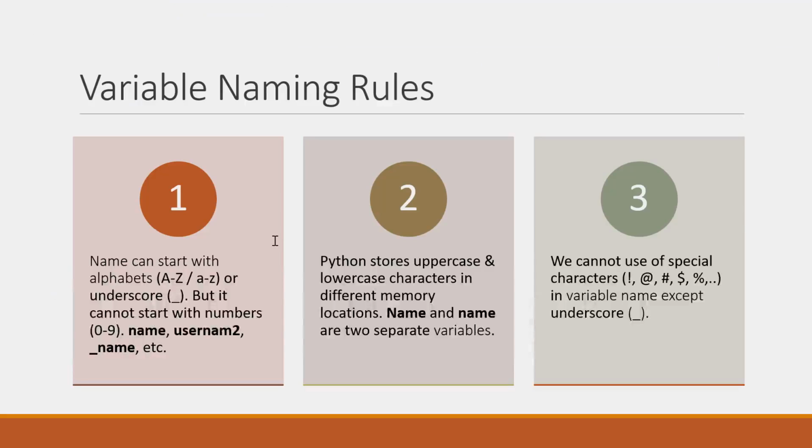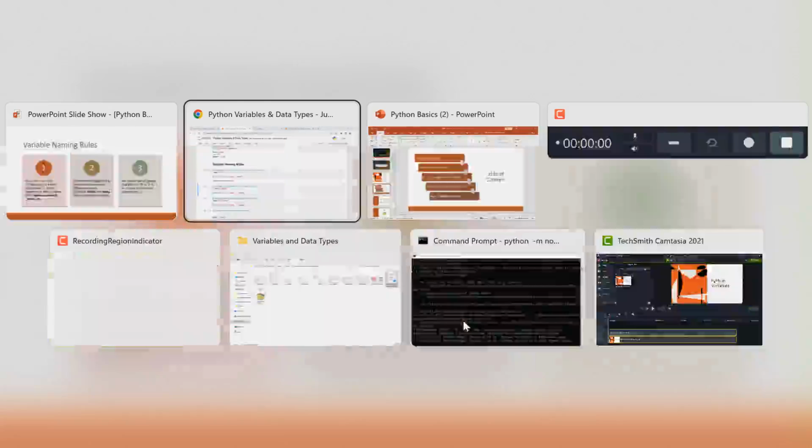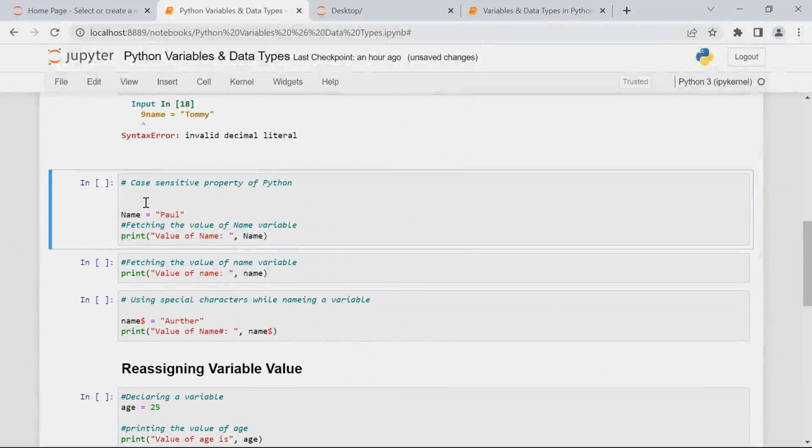So next, as we know, Python is a case sensitive language, so Python stores uppercase and lowercase characters in different memory locations. So it will treat variable names with uppercase and variable names with lowercase characters separately. So for example, a variable name with capital N and a variable with lowercase n are two separate variables. So let's understand this thing with the help of an example. So in this example, we have declared one variable name with capital N and assigned value Paul to it.